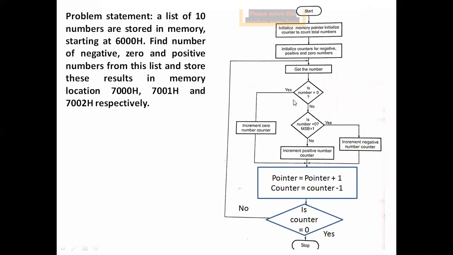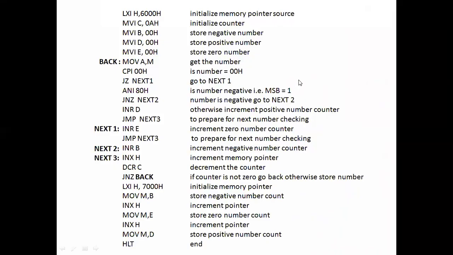So based on this flowchart, a program is written. The first line of this program is to initialize the memory pointer from where you are able to read the data. 6000 is the memory location where the data is written, so the HL pair is loaded with 6000. Then we use a register as a counter. Since we have 10 numbers, we have loaded the C register with 0A, which is hexadecimal equivalent to 10 decimal.